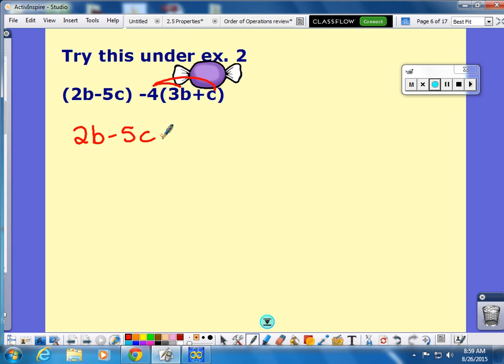14. I got... If I multiply those, what do I have? 12b. -12b. And then if I multiply it here, I would have, good job. All right, now let's put the like terms together.